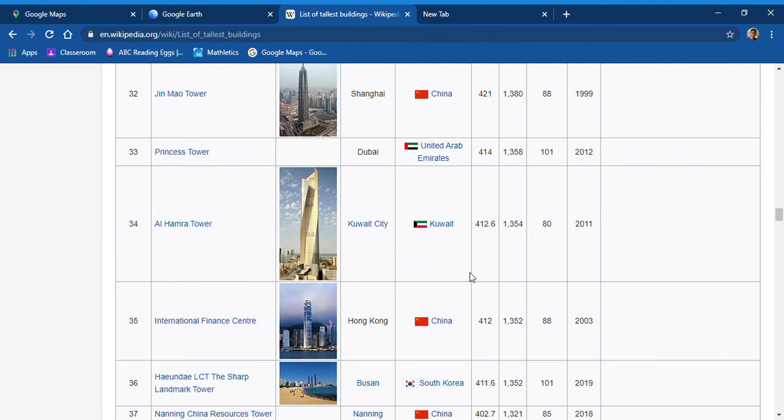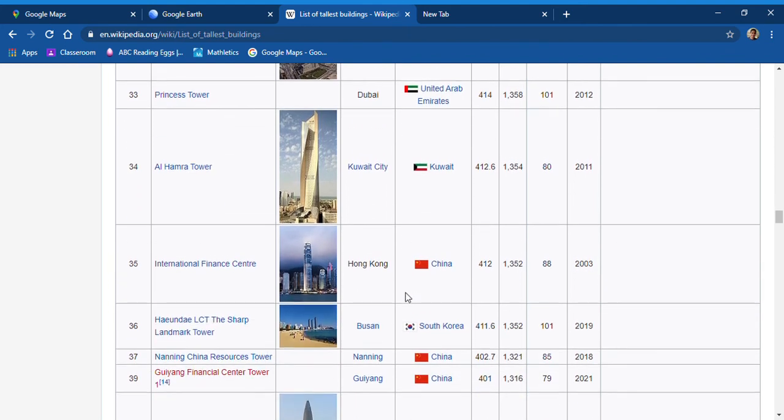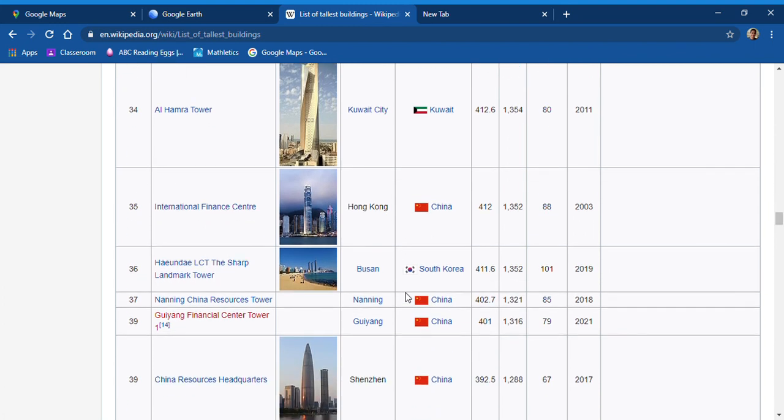Al Hamra Tower, Kuwait City, Kuwait, 412.6 meters, 1,354 feet, 80 floors, 2011. International Finance Center, Hong Kong, China, 412 meters, 1,352 feet, 88 floors, 2003. Oh my gosh, how am I supposed to say this? Number 36.